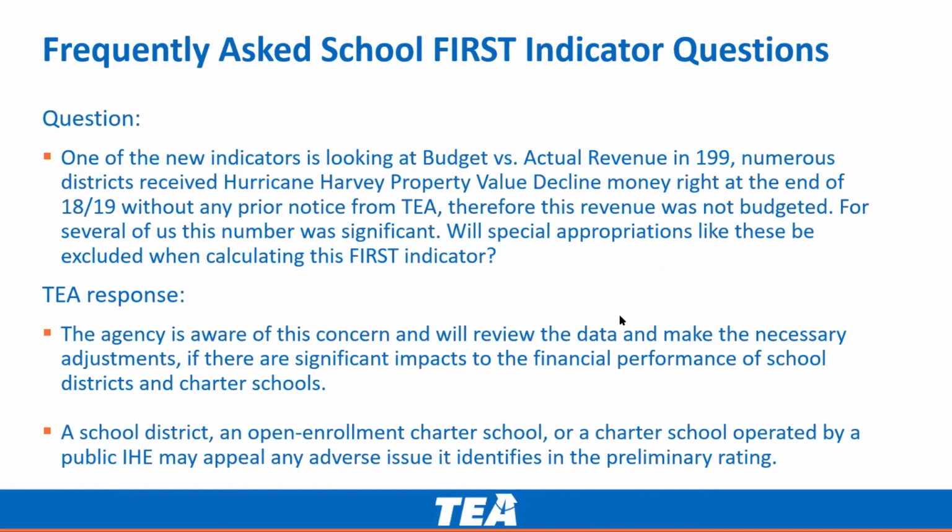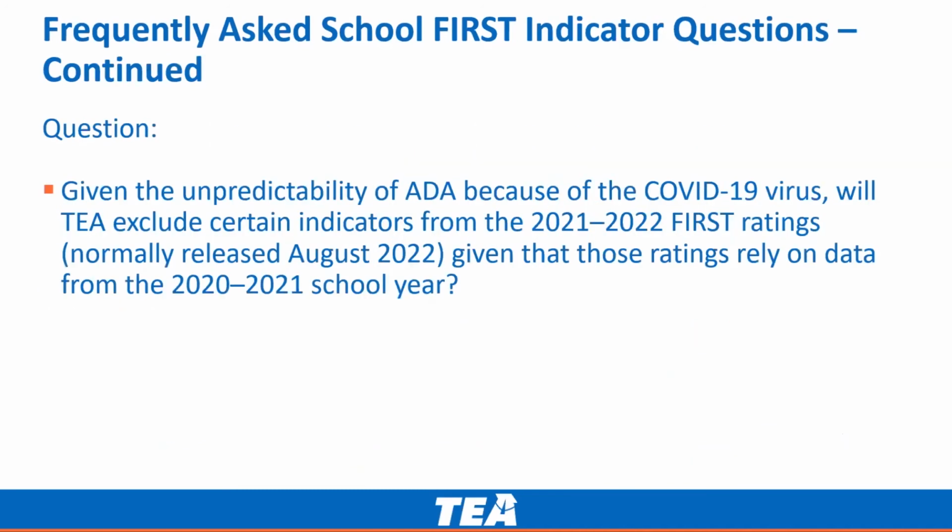So one of the new indicators is looking at budget to actual revenue 199. Districts received Hurricane Harvey property value decline money at the end of 18-19 without any prior notice. Will special appropriations like these be excluded when calculating this first indicator? So we are aware of your concern, as we've done with indicator 5. And then even going forward, as we've even announced, and you'll see it on this next slide.